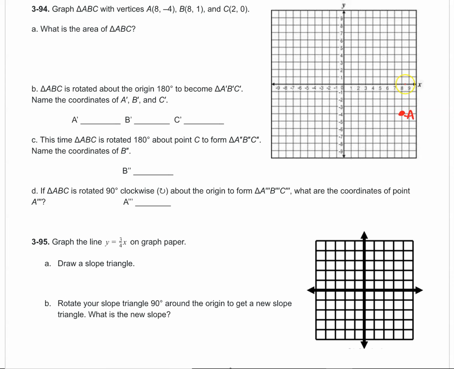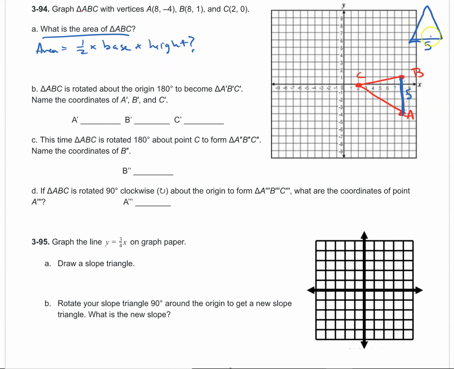B, 8, 1. And C, 2, 0. And this is a triangle symbol. So there's my triangle. What is the area? Well, this triangle, this is kind of our base. I'm thinking about the triangle like this. So our base has a distance of 5. And let's think about the area formula. Area equals 1/2 times base times height.